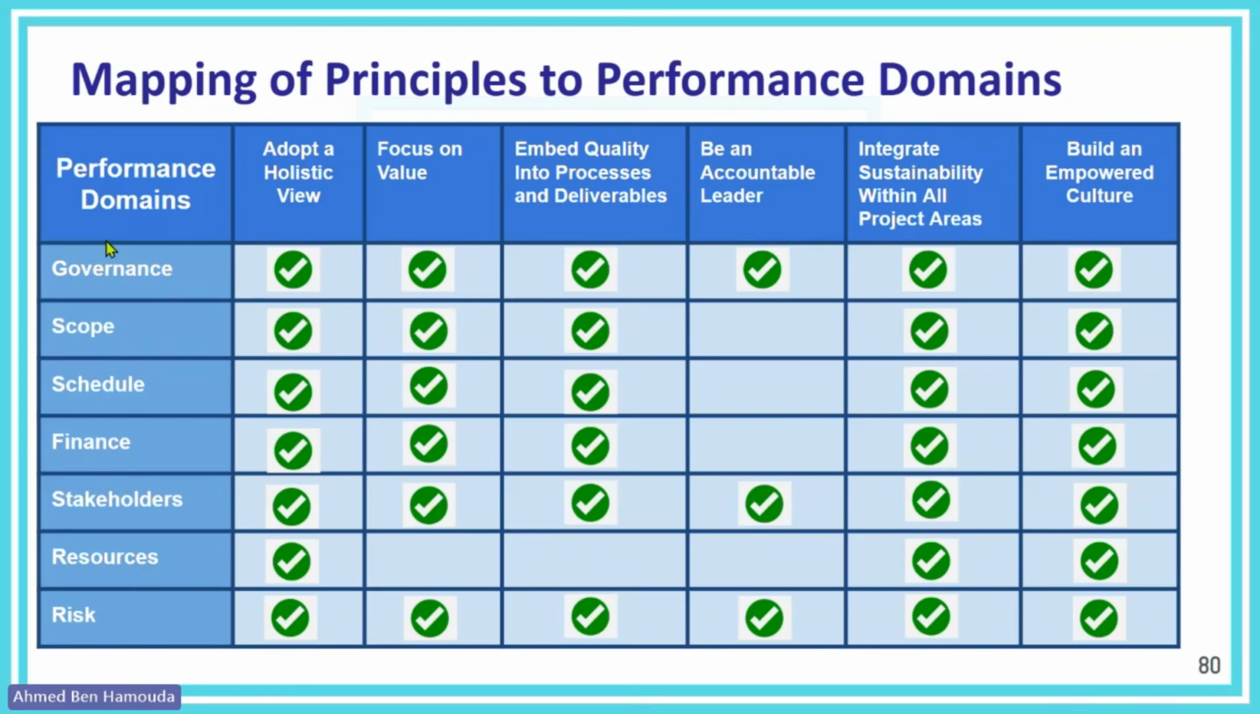for the governance performance domain, you will see that all the principles will be reflected. For the scope, it's all of them, except for being an accountable leader. The same for schedule and finance. For stakeholders, actually, all the principles will be demonstrated. In the full training, we explain how that is being done. For resources, principles that will be reflected and present are the holistic view, sustainability, and empowered culture mainly. And for the risk, is actually all of the principles.